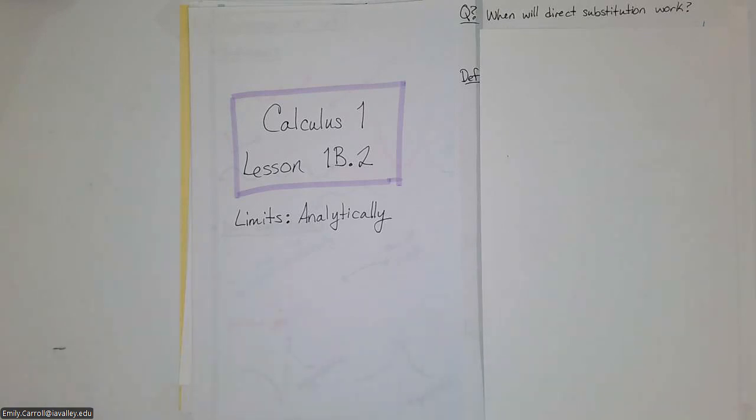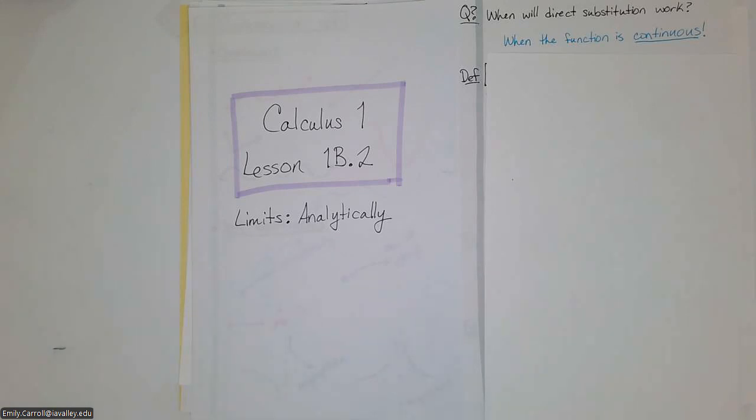Now, our gold standard for evaluating limits is going to be direct substitution. If you're taking the limit as x goes to c, and you can take that c and just plug it right into the function and get an answer, evaluate at that c, then we know it works. That's what we want to be doing, but we can't always get there.